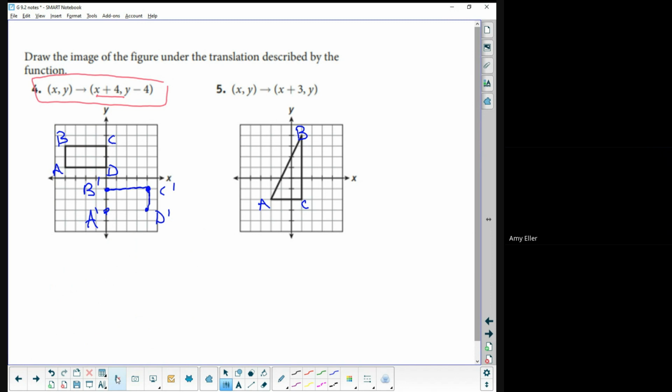You do need to make the rectangle. Make sure you have them labeled A prime, B prime, C prime, D prime. That tells me where A is, where B ended up, etc. Okay, please do number 5 on your own.